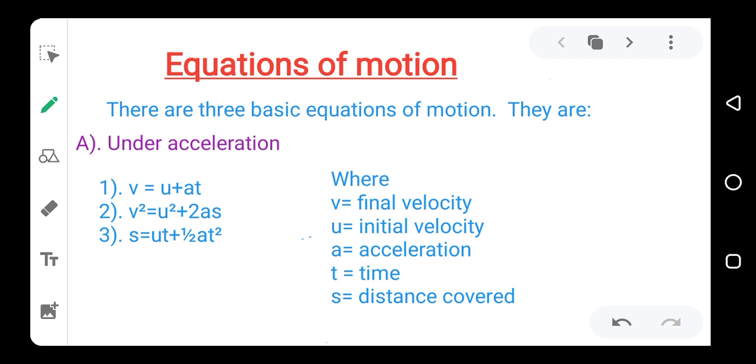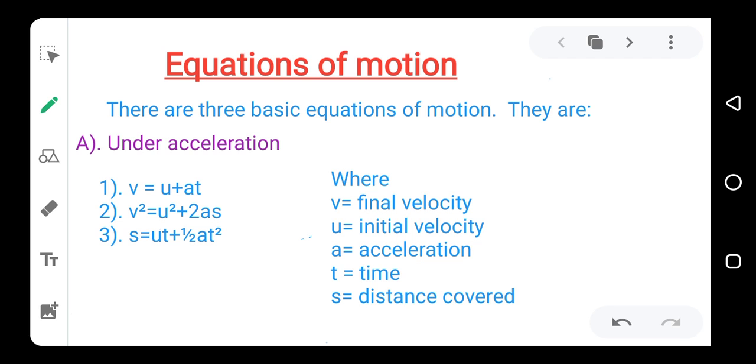Now for the acceleration, the equations are: number one, v is equal to u plus at. That is the first equation. The second equation is v squared is equal to u squared plus 2as. And the third equation is s is equal to ut plus half at squared.